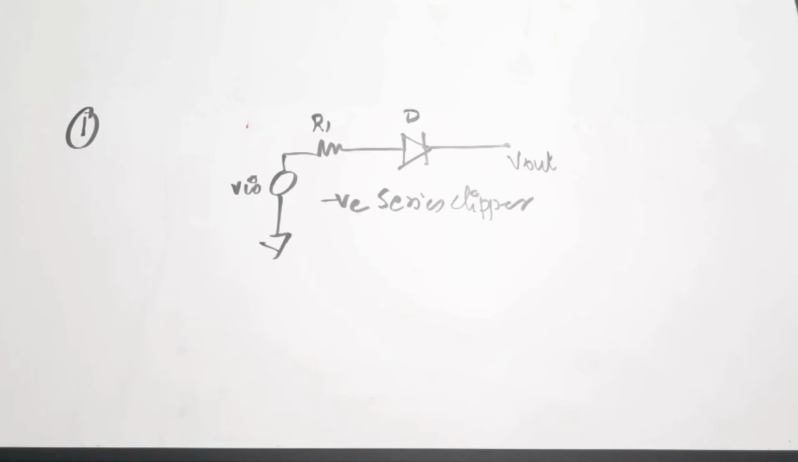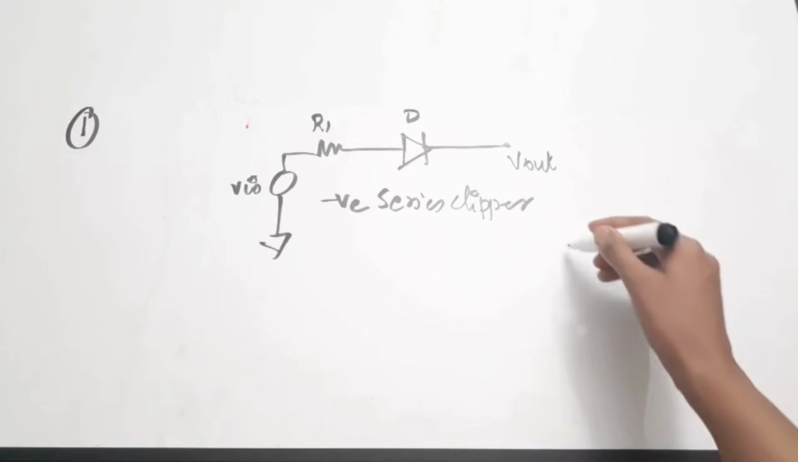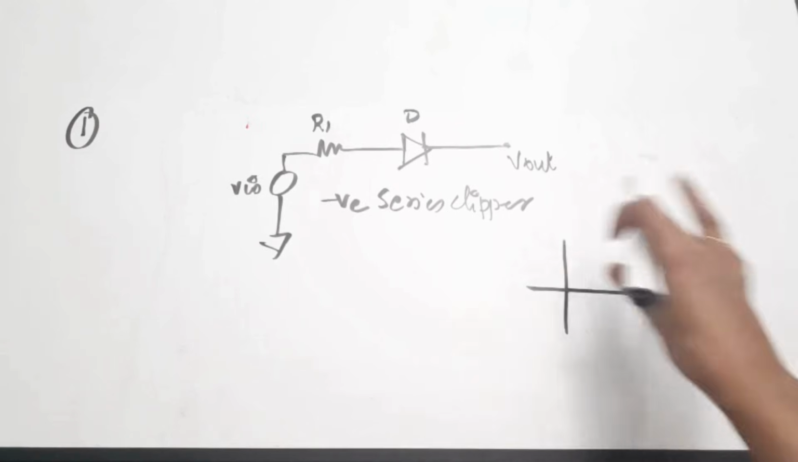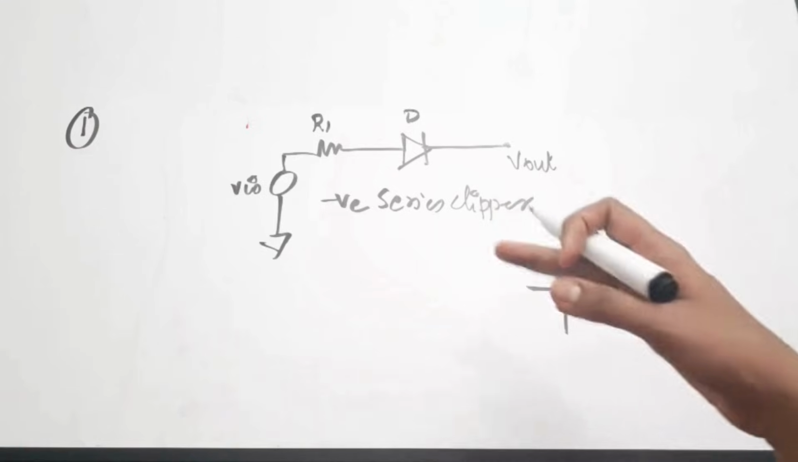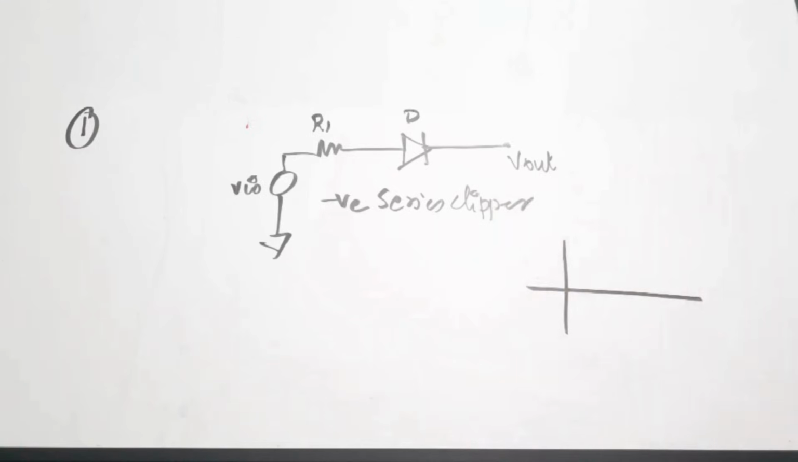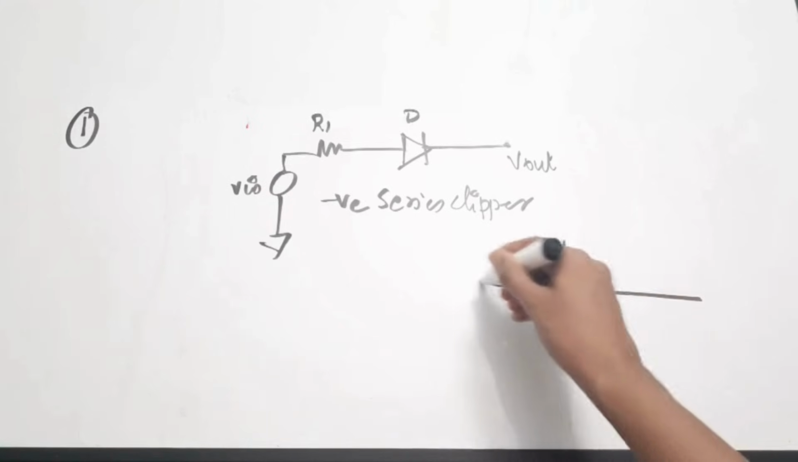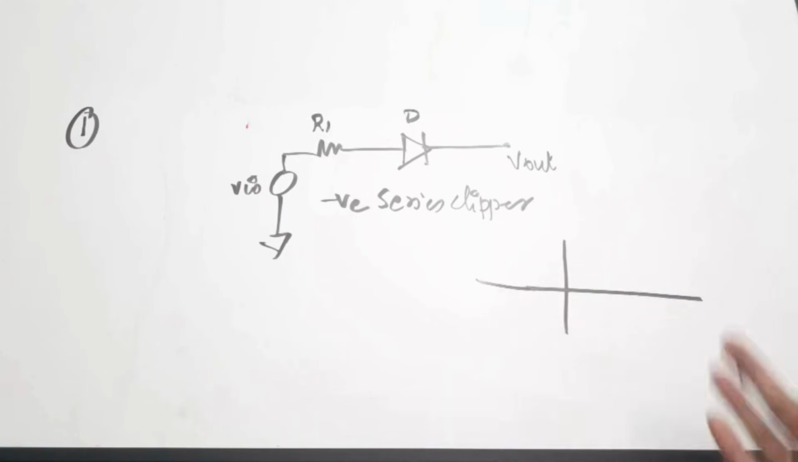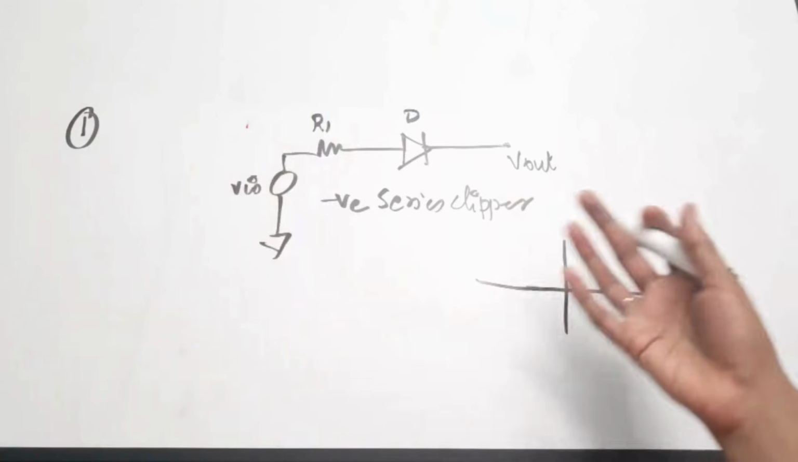So what will be the transfer curve of the diode? In the question it is also given: use constant voltage drop across the diode. So the question is specifically saying that there is some voltage drop across the diode, so the transfer curve won't start from your origin. Okay, so the transfer curve will be in which quadrant? This is a negative series clipper, so it will clip off the negative half cycle. So there won't be any signal or transfer curve in the negative quadrants. It will be only in the positive quadrants, because this circuit will clip off all the negative half cycles or the portion of the negative half cycle.